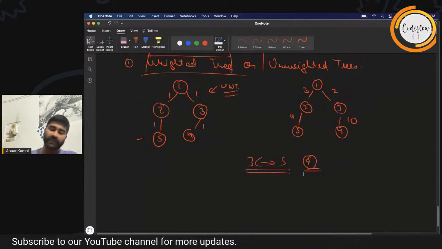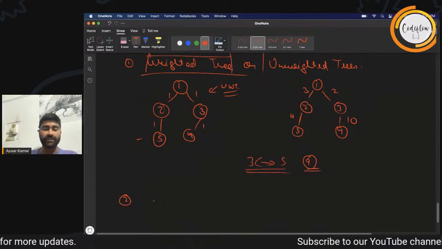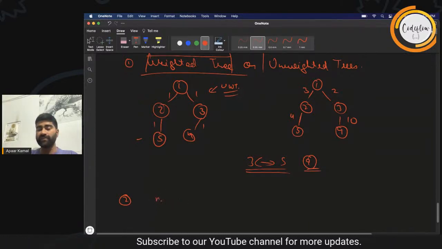Now let's look at another classification of trees. The second classification of trees is on the basis of the number of children they have.